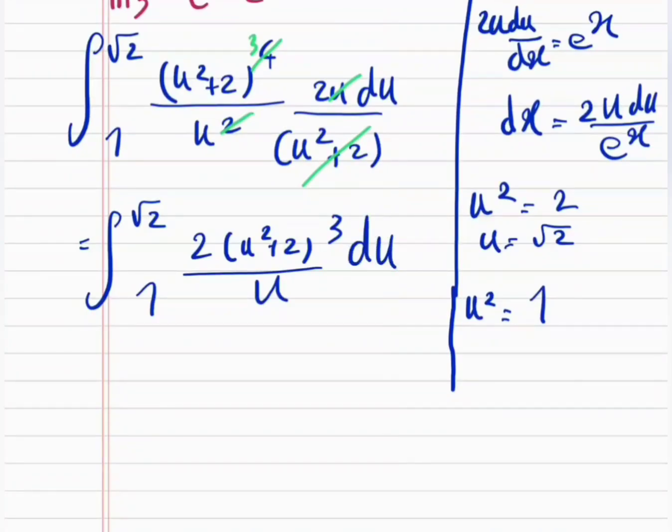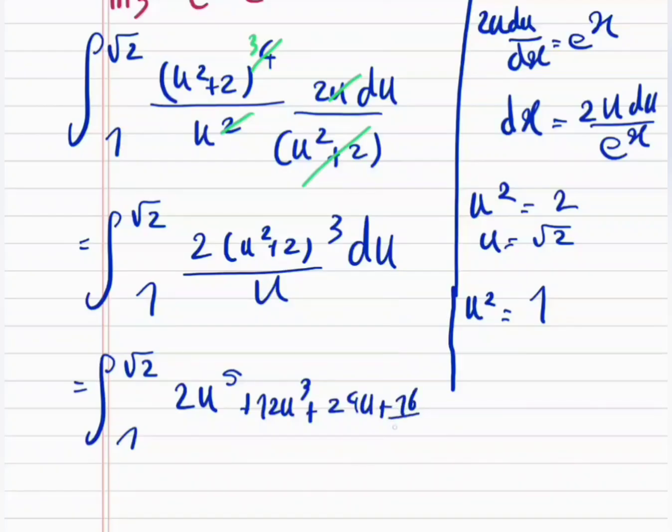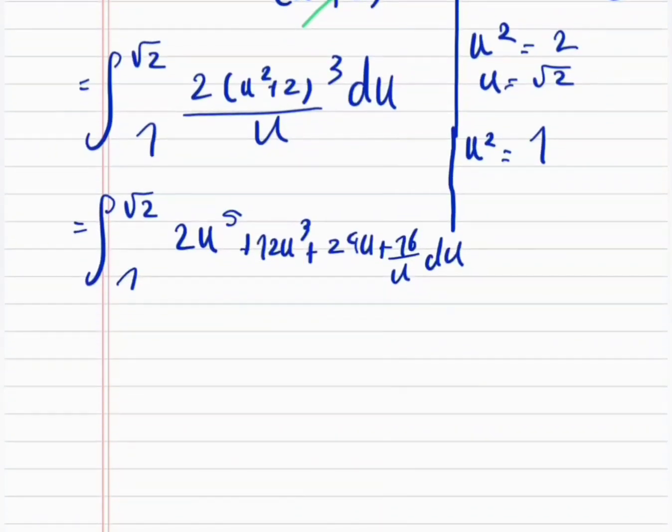And now this is the part where we just need to expand the bracket, and then simplify. So this is just some algebra really. Once we do all of the steps here, we'll get 2u to the power of 5 plus 12u cubed plus 24u plus 16 over u du. And now we just integrate each of these.